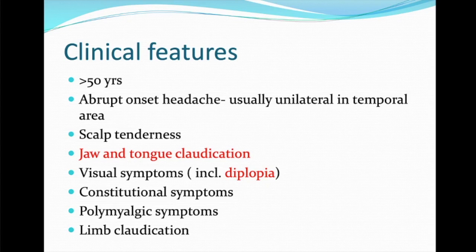Because jaw claudication is a very strong positive predictor of giant cell arteritis, and it's crucial to get this right when you're taking the history. The other symptoms associated with GCA are visual symptoms, diplopia, blurring of the vision, and we will get to that later in the examination section. Patients can have constitutional symptoms like a fever, weight loss, malaise. They can develop polymyalgia rheumatica, which is stiffness and pain in the shoulder or hip girdle, and this is associated with GCA. And they may have limb claudication if they have stenosis in their large vessels.